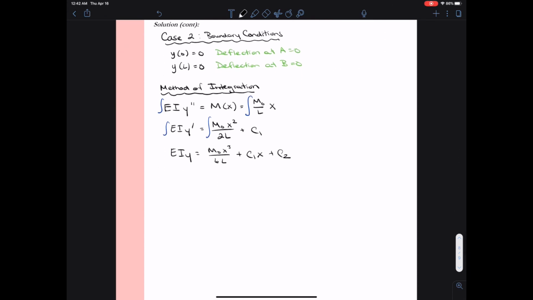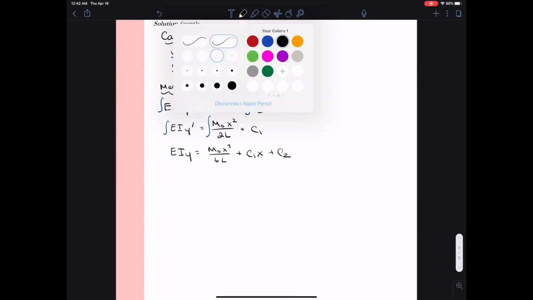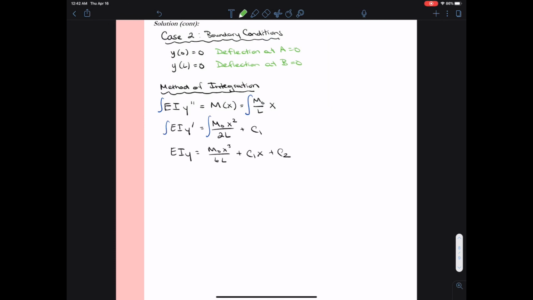Now I have two deflection boundary conditions, so I'll be able to solve for C1 and C2 in this case. So starting with my first deflection condition, y of 0 equals 0. So plugging in y of 0, I get 1 over EI times M0 times 0 cubed over 6L plus C1 times 0 plus C2. All that has to equal 0. So everything goes away except for C2. So that means C2 is going to equal 0.